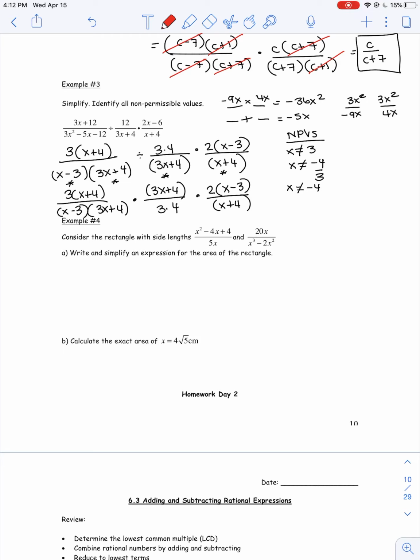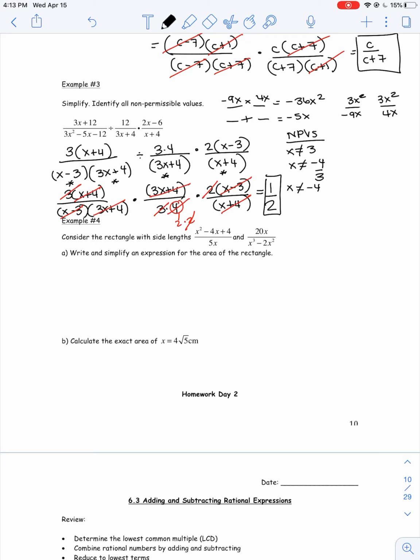Now we want to cross off what values we see that are the same. So we have a 3 here, a 3 there. We have a 3x plus 4, a 3x plus 4, x minus 3, x minus 3, x plus 4, x plus 4. And then we have a 2 over 4, but we can rewrite this 4 as 2 times 2, and that means that a 2 can cross off from the top and the bottom. So what we're left with at the very end is nothing at the top, so we still need to write a 1, and then we have a 2 at the bottom, so our answer is 1/2. So all of that simplified to 1 over 2.